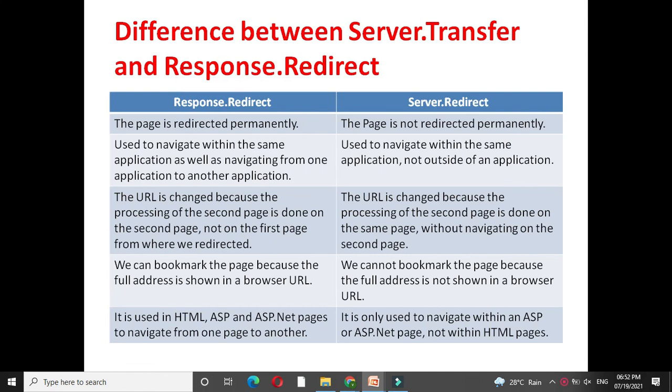In Response.Redirect, the URL is changed because the processing of the second page is done on the second page, not on the first page from where we redirected. In Server.Transfer, the URL is not changed because the processing of the second page is done on the same page without navigating to the second page. We can bookmark the page with Response.Redirect because the full address is shown in the browser URL. And with Server.Transfer, we cannot bookmark the page because the full address is not shown in the browser URL.